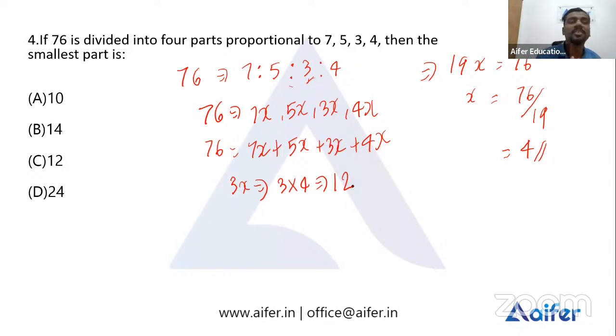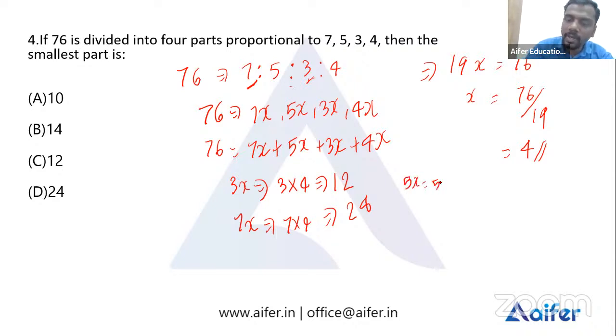Suppose they had asked which is the biggest part. The biggest part is 7x, that is 7 into 4, that is equal to 28. Let's try to find the other two parts. One is 5x, so we have 5 into 4, that is equal to 20. The other one is 4x, that is 4 into 4, that is 16.